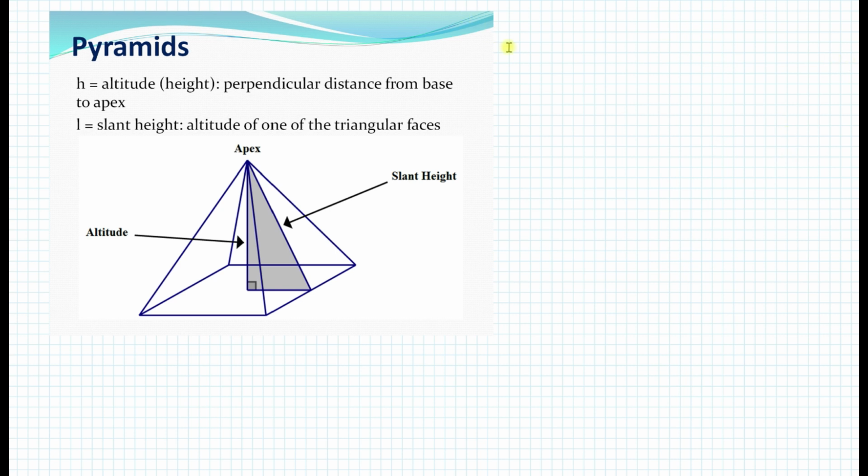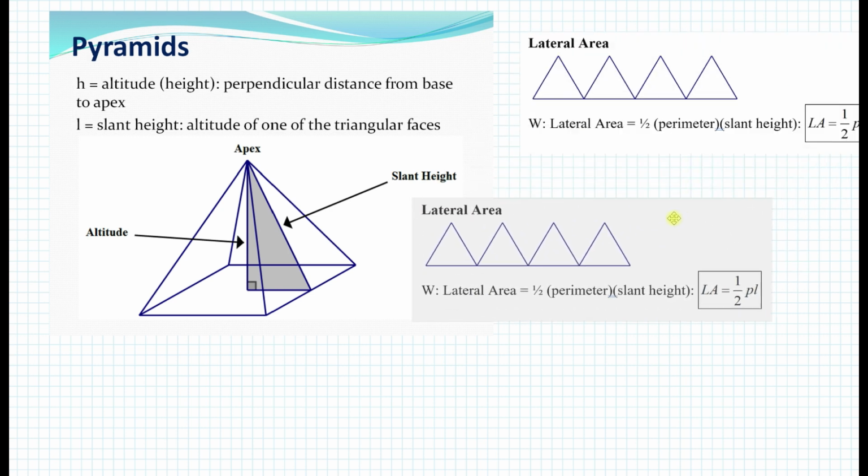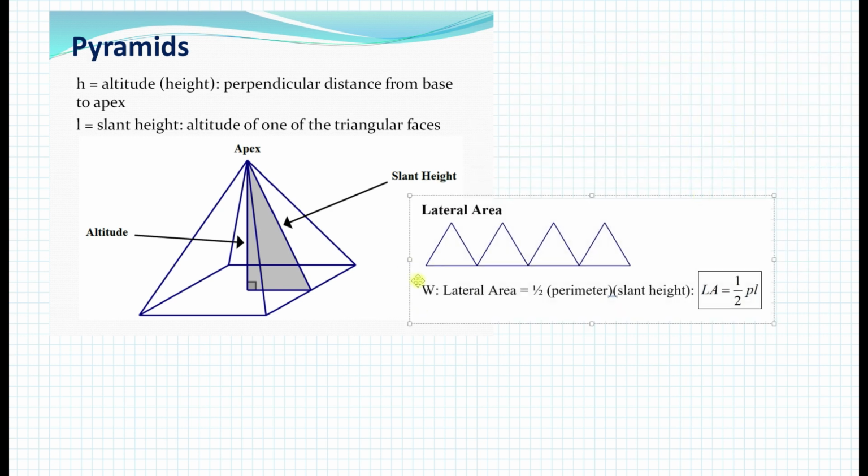Well, let's imagine we unfold the pyramid and would only see the triangular faces. It will look something like this. Okay, so in this particular case, we have 4 triangles. And when we have 4 triangles, we know that to find the area of those, it's just 1/2 times the perimeter times the slant height. And that is the formula for the lateral area.